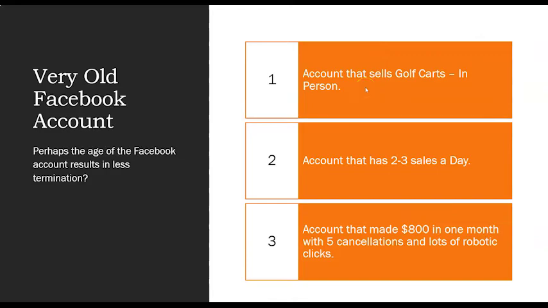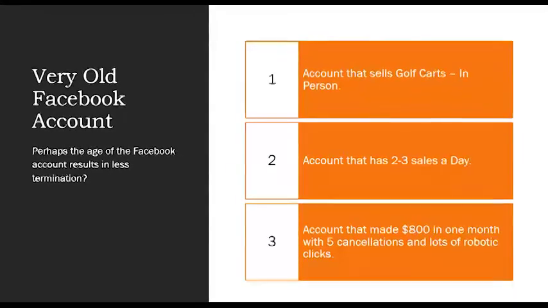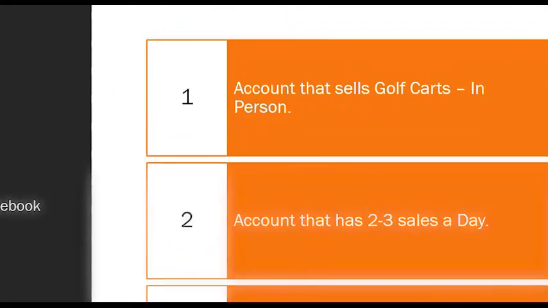So person number 1 actually lives in Florida. He's a friend of mine, and he sells golf carts, okay? And he sells them in person. Just like how people list cars on Craigslist, he sells golf carts on Facebook Marketplace, and he does a lot of sales. He doesn't ship them. He doesn't take payments through Facebook Marketplace. People just visit him, and then they pay him in cash, in person. And his account got banned.